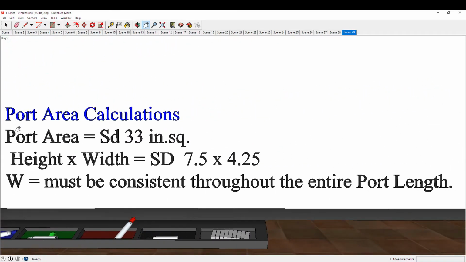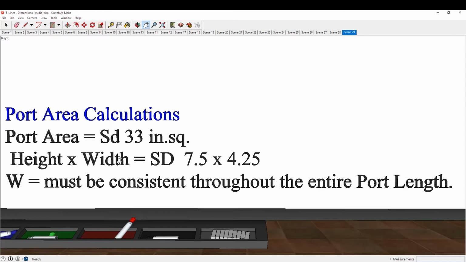To calculate port area, the port area itself is going to have to be equal to the SD rating of the speaker. And as you guys know, my SD rating was actually 33 square inches. Remember that port area is also going to be in square inches. So how do you get that? You take the height times the width, and it needs to be equal to the SD rating of the speaker, which is 33 square inches.